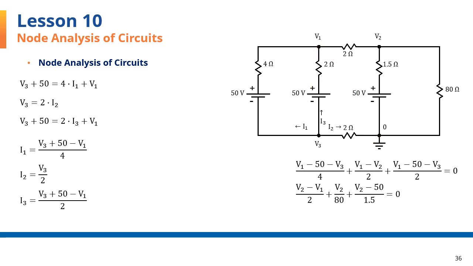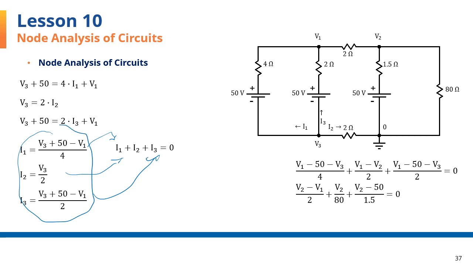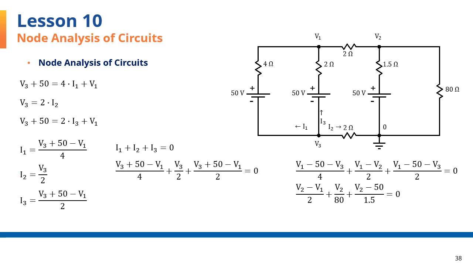I1, I2, I3 are calculated from each one of these three. And again, we write the KCL for this node, which is the same equation, I1 plus I2 plus I3 equals 0. And the last step is just to substitute for each of these currents from the left-hand side equations. And here is our third equation in voltages.